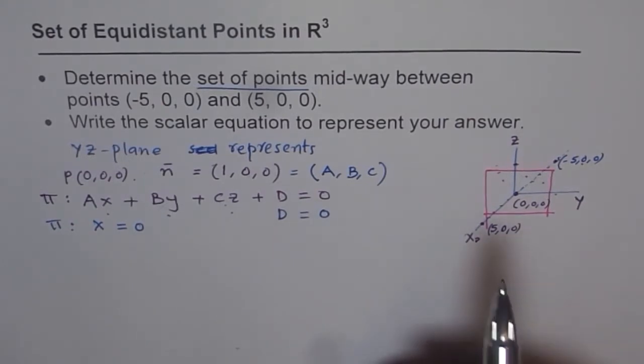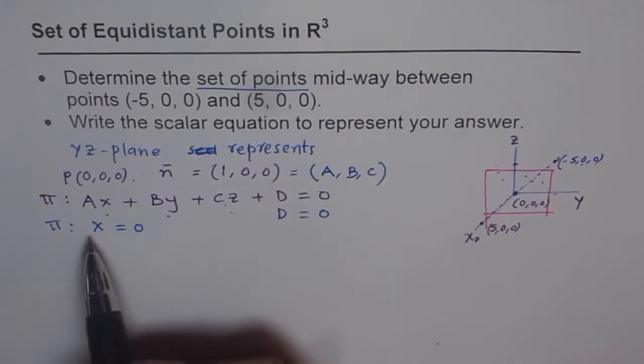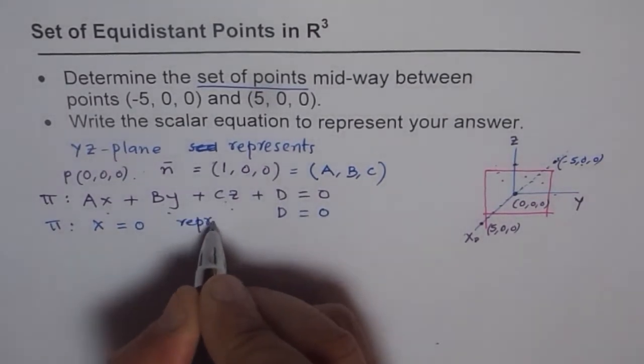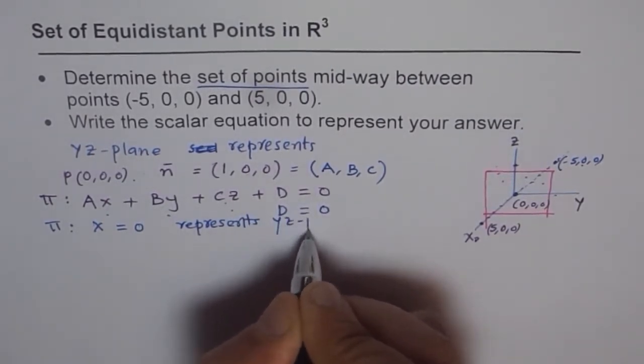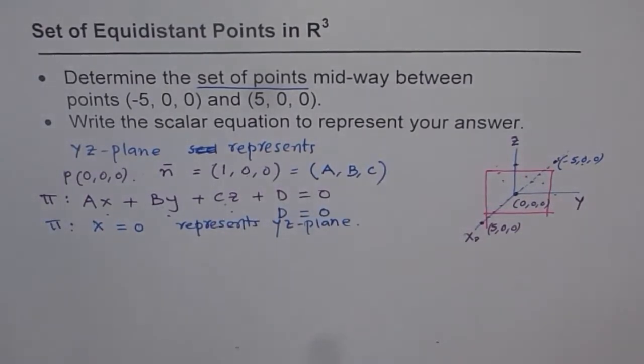Do you see that? a is 1, b is 0, c is 0. So x equals 0 actually represents the YZ plane. Do you understand now? So we got the equation of a plane from this simple criteria, right?